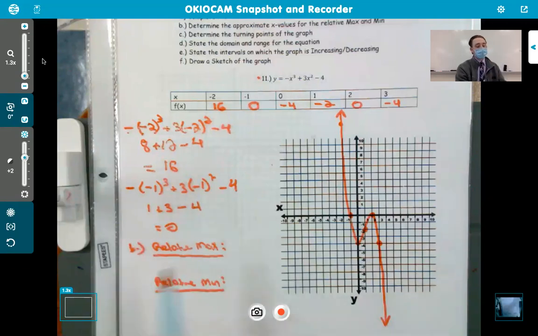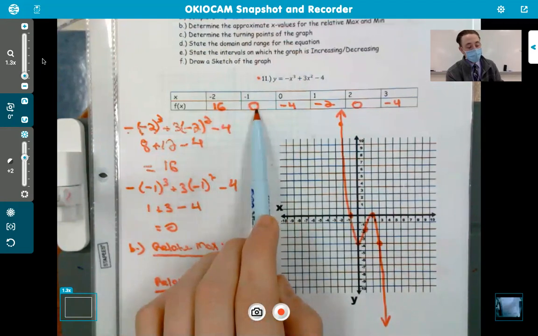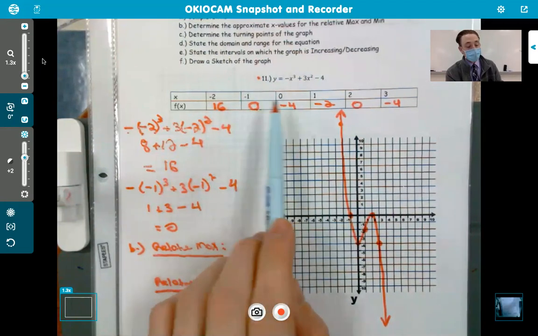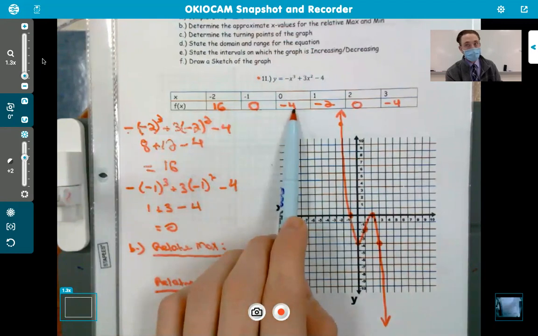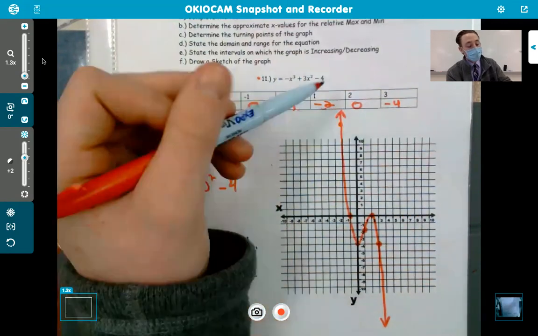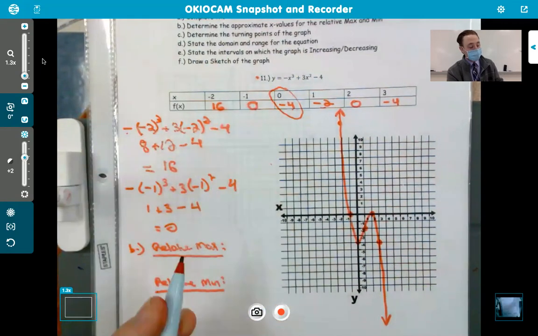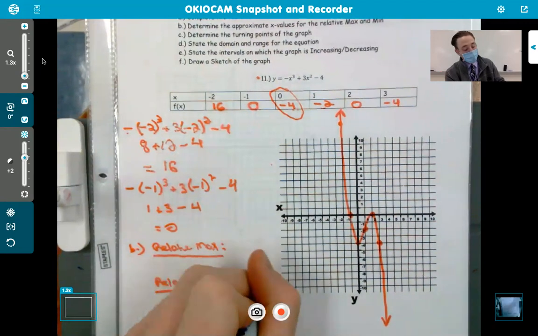So let's take a look at our table here. I go from 16 to 0, so I decrease. 0 to -4, decrease. -4 to -2, I start to increase. So that transition in the middle, when I went from decreasing to increasing, occurs at x equals 0. That's where my relative min is.